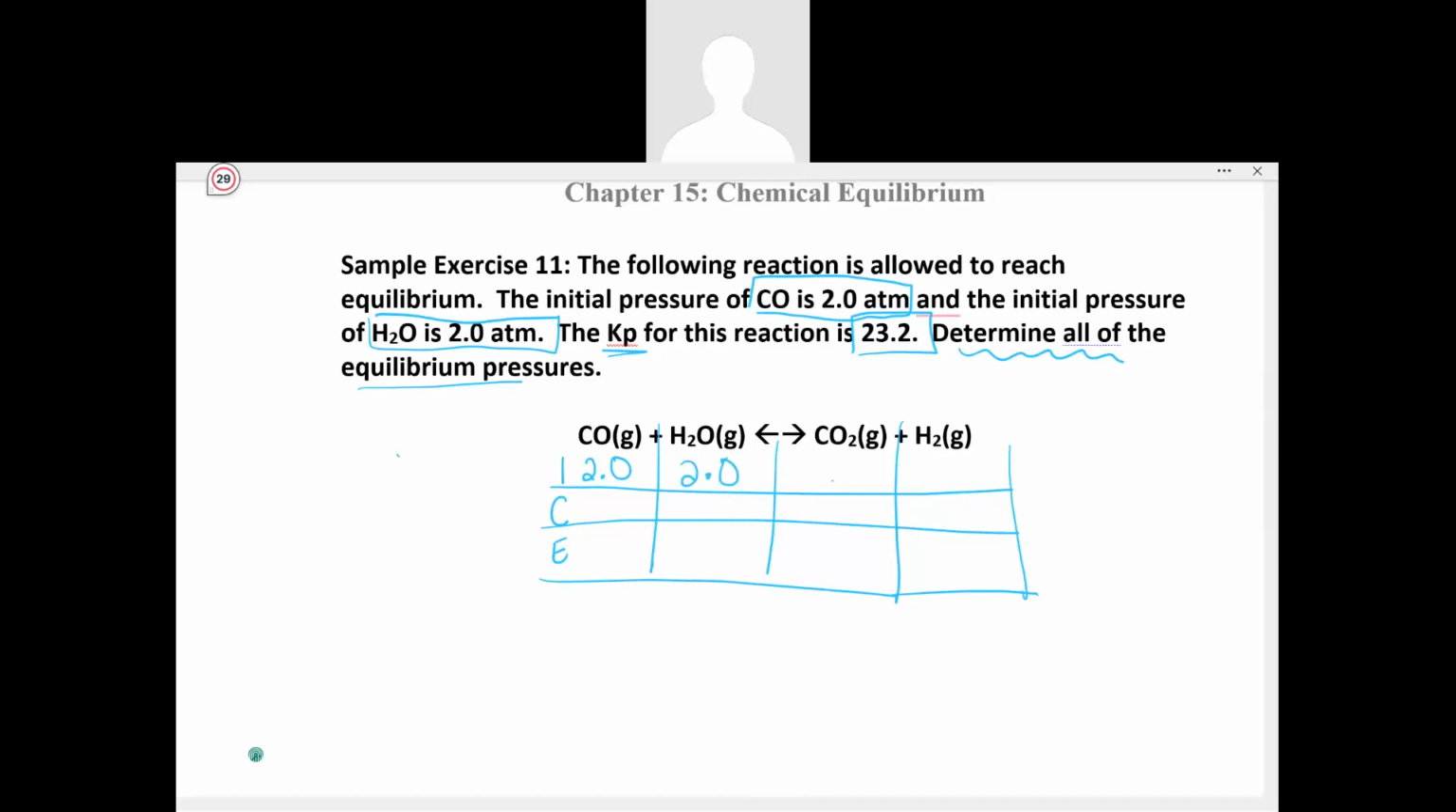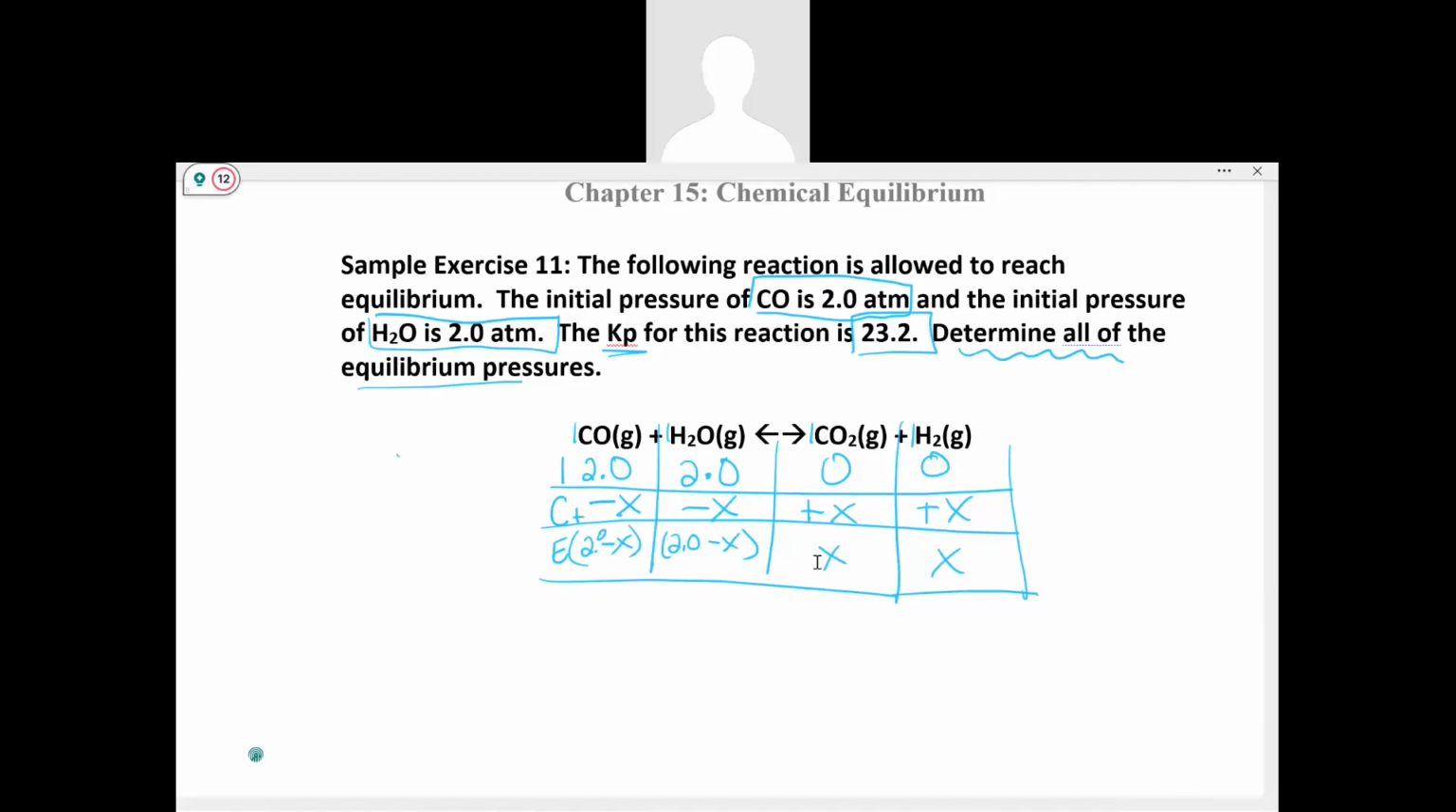And if we're not told anything about products in this case, we can assume that 0 of that has been allowed to start the reaction. So we have no initial pressure for CO2 or H2 gas. Knowing the stoichiometry of this reaction is all 1 to 1 to 1 to 1, we know that as this goes down by x, these would go up by the same amount. And now we just add together each of these two rows, so we get 2.0 minus x here, and then again 2.0 minus x at equilibrium, and then these are just x and x.